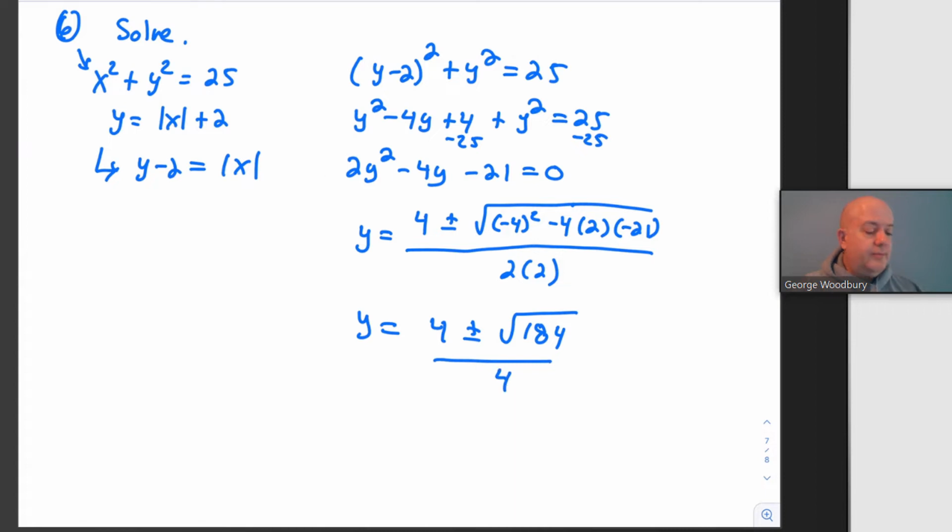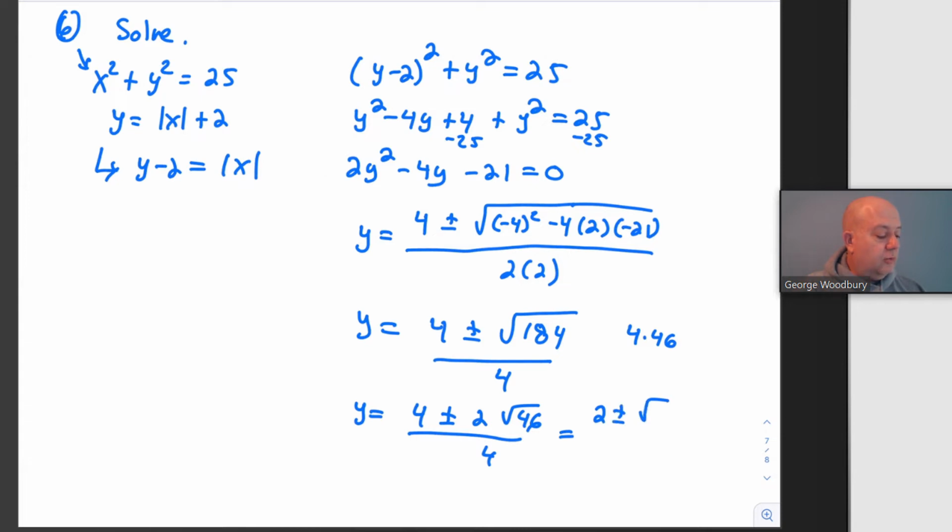It's all over 4. Let's clean it up a little bit. There is a factor of 4 that can come out of 184 and get pulled out of the radical as a 2. 184 is 4 times 46. So we get y equals 4 plus or minus 2 root 46 over 4. And if we reduce that to lowest terms, that becomes 2 plus or minus root 46 over 2.